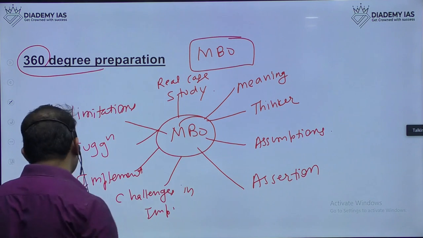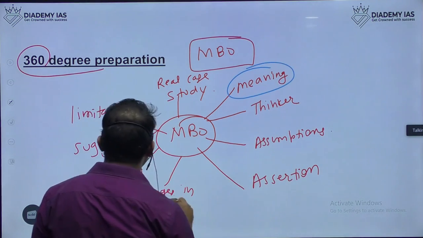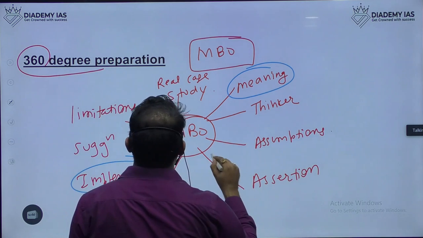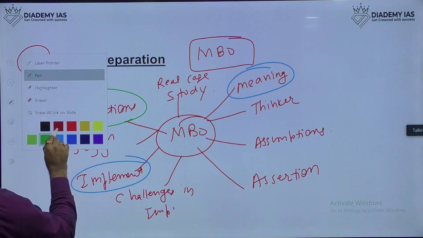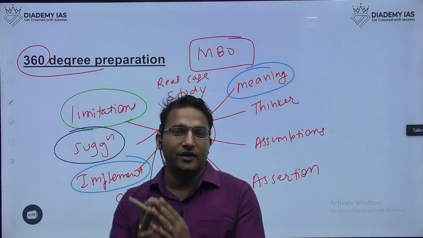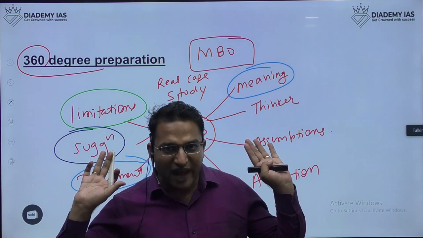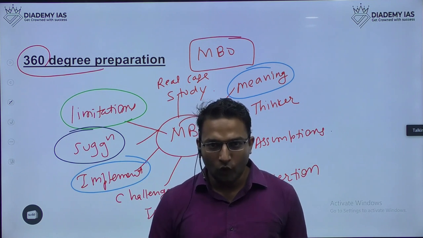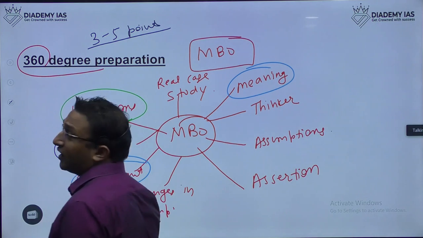This much of preparation you have to do, because if you see your previous year question pattern, sometimes they will ask about the meaning and the process, this implementation process. Some other year they will ask about, say, for example, limitations. In some other year, they will ask about suggestions. So if you prepare any topic in a comprehensive manner, then you don't have to worry which type of question, whichever question they are asking, you can answer that question. So on every dimension, minimum 3 points and maximum 5 points you should remember. Okay, so on every dimension, 3 to 5 points.